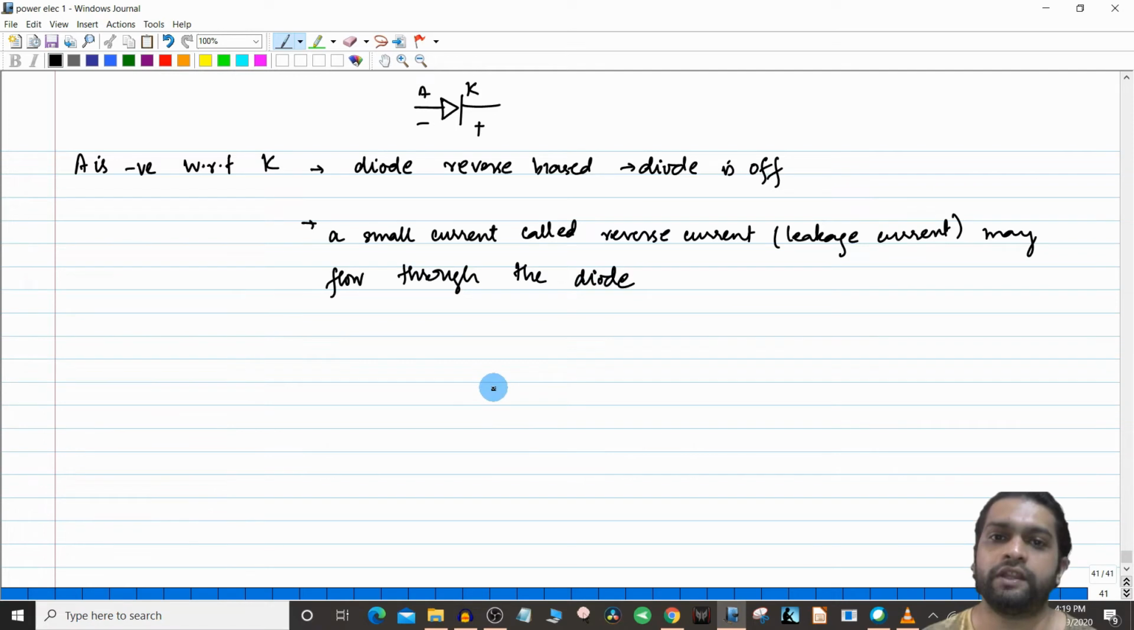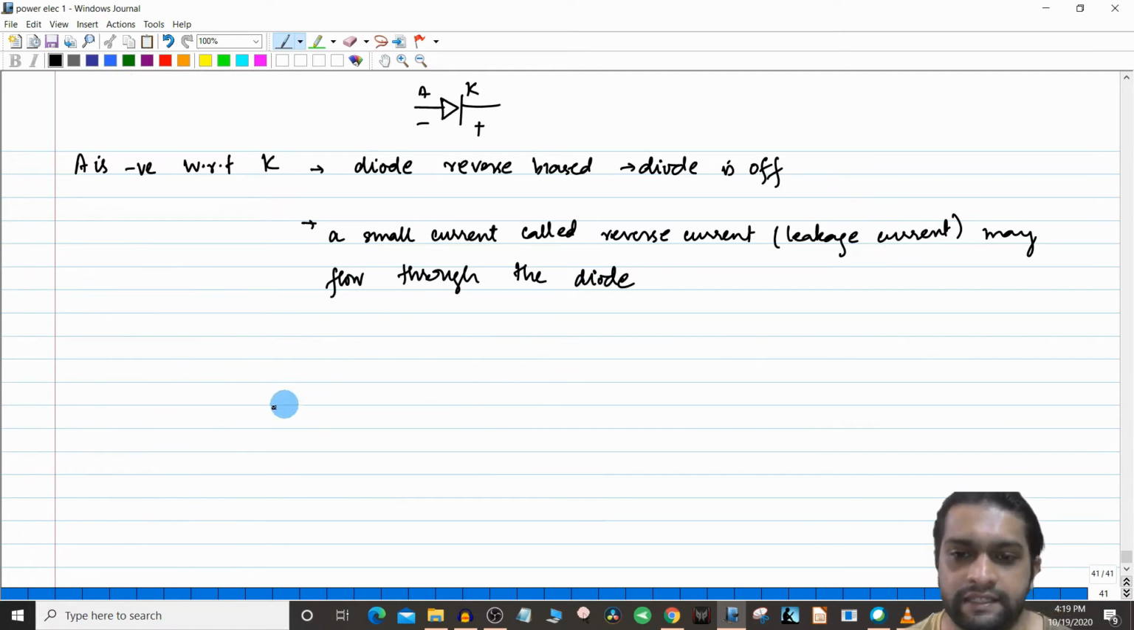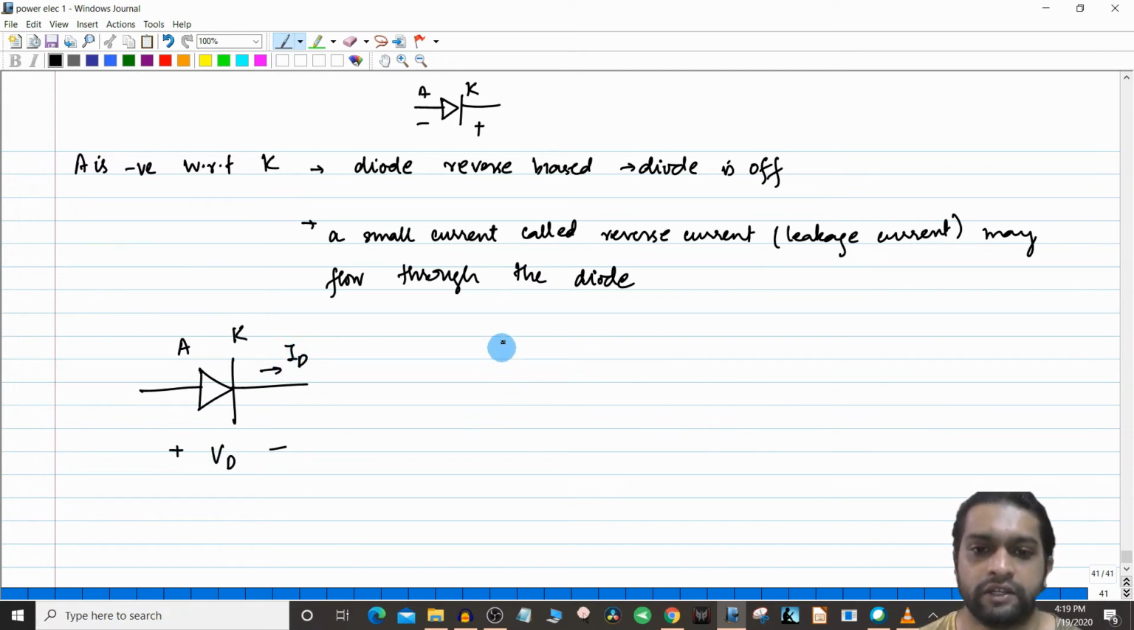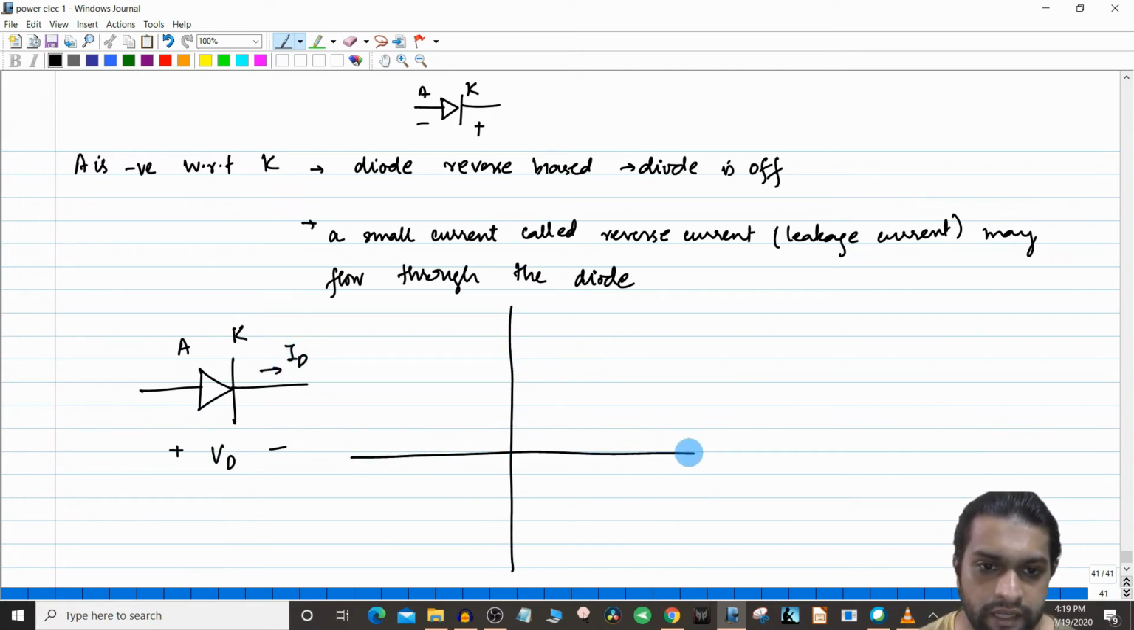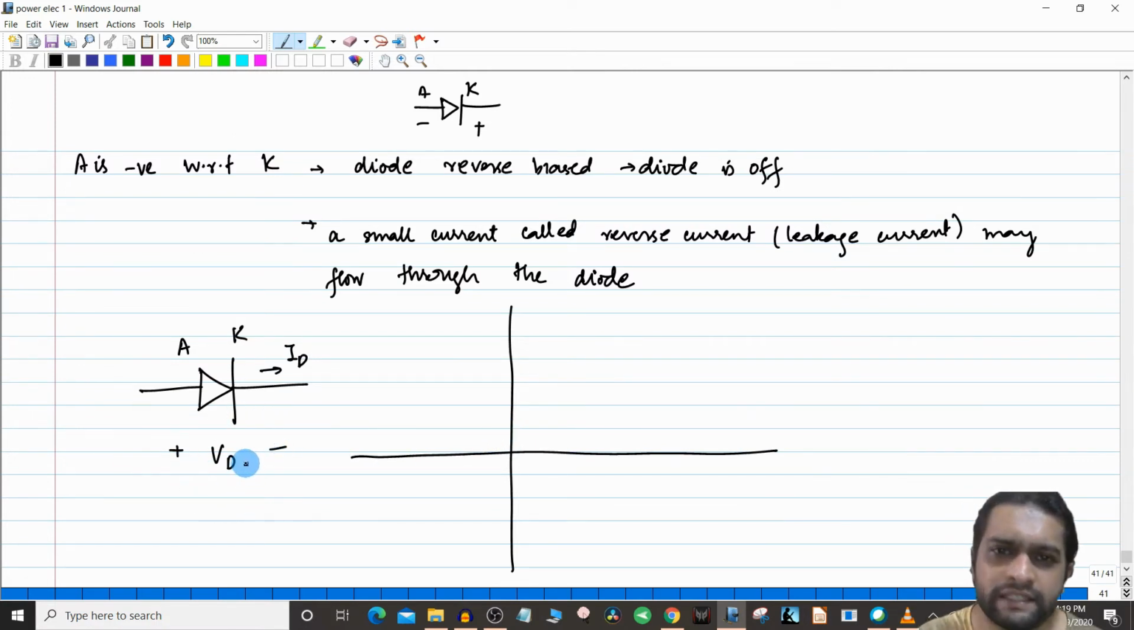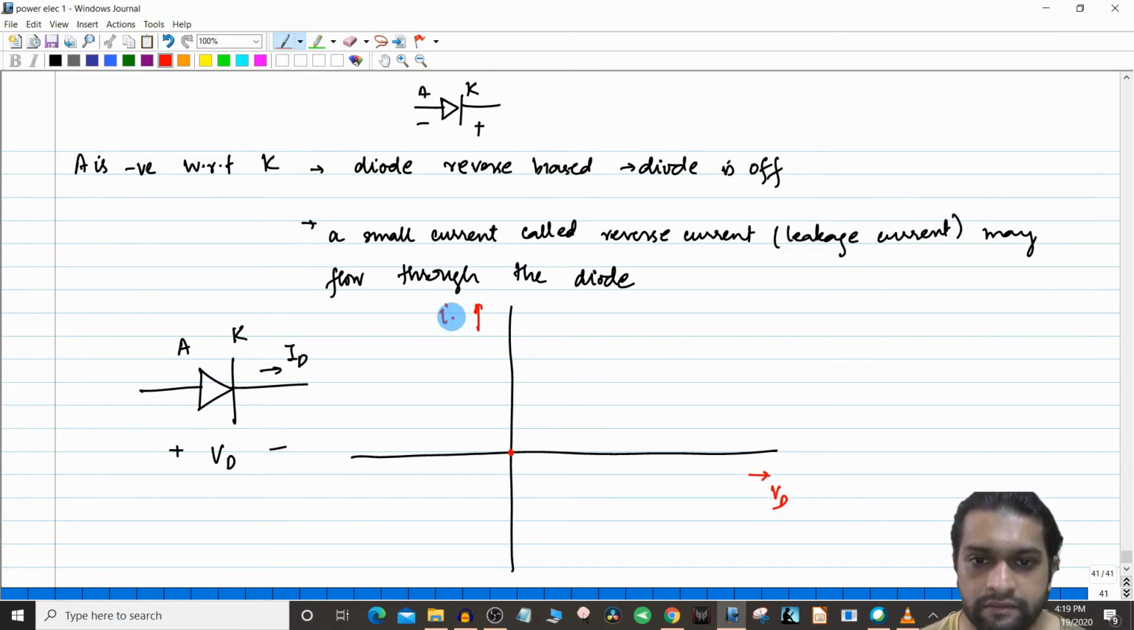Now if you draw the characteristics, if this is the diode, this is the anode, this is the cathode, this is the positive voltage Vd, and this is the positive forward current Id. So in an ideal diode, what will be the characteristics? In an ideal diode, even if I apply very little voltage, the current should flow. That means in the ideal case almost 0 volt should be applied. So this is Vd, this is Id. Even if 0 volt is applied, the current should increase. So this will be the characteristic.